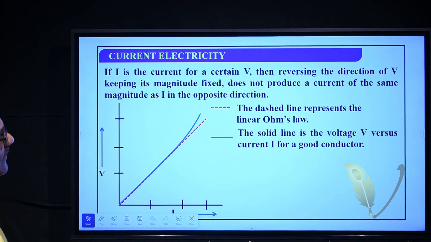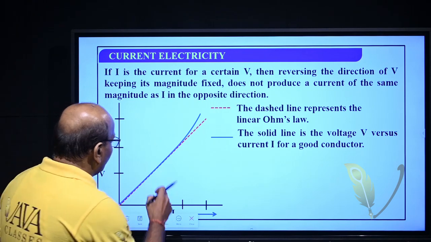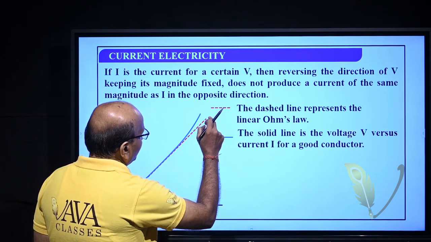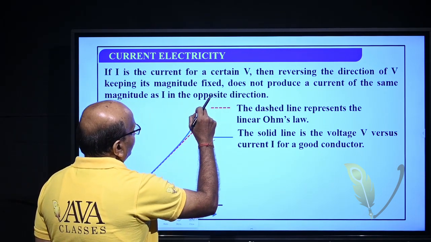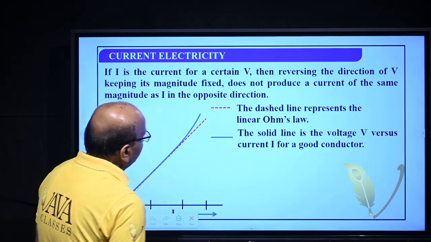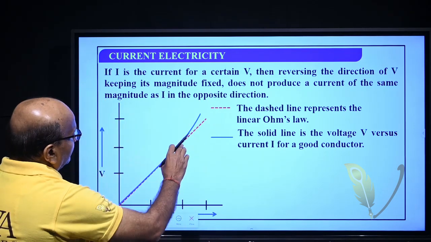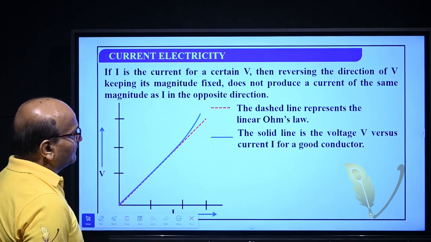So, the dashed line represents the linear Ohm's law, and the solid line is the voltage V versus current I for a good conductor. Actually, this is the ohmic conductor, but for a good conductor it will gradually, slightly increase.